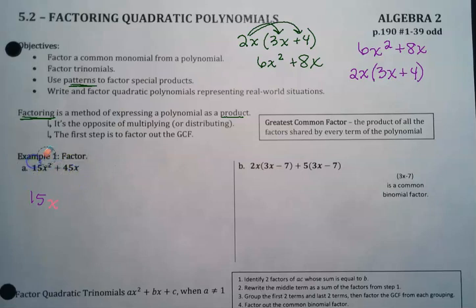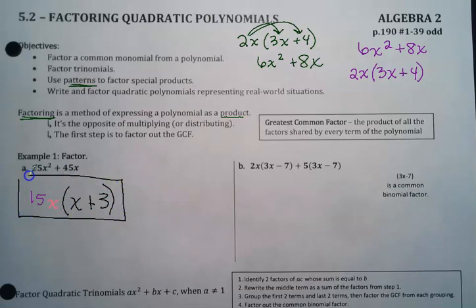Okay. So 15x squared divided by 15x. So 15 divided by 15 is 1. X squared divided by x is just going to leave me with an x. Plus 45 divided by 15 is 3. X divided by x is nothing. So there we have it. We now have 15x times the quantity x plus 3. We change this binomial into a product of terms. Okay, a monomial times a binomial.